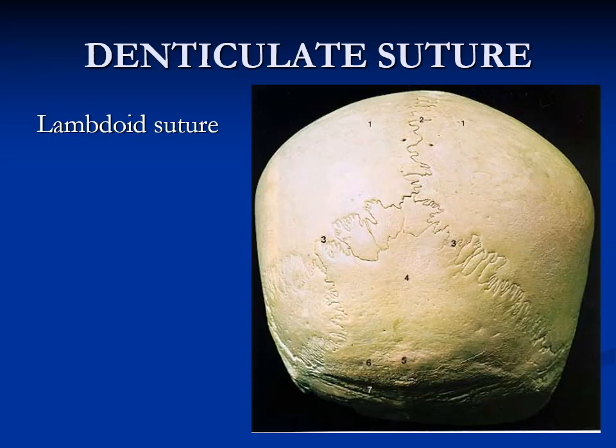Now the denticulate suture, of which the lambdoid suture is the example. Here you can see the sagittal suture from the front and the occipital bone united at the lambdoid suture. You can easily appreciate the tooth-like projections and sockets which fit into the same denticulate projections and edges of the other bone. So the lambdoid suture is a typical example of a denticulate suture. Here this is the lambdoid suture.